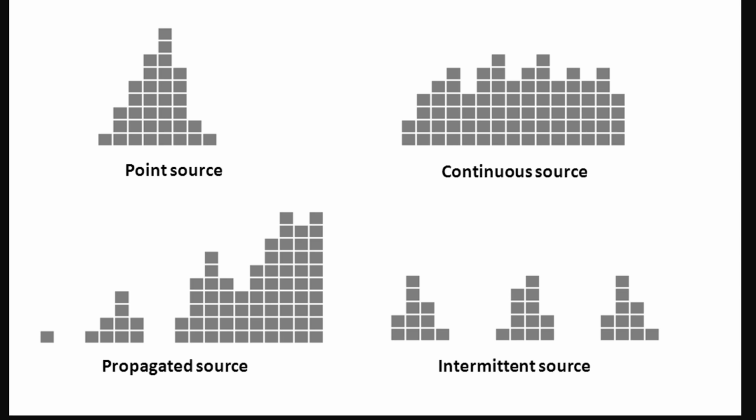The propagated type will spread by person to person. It's not easy to control the spread from person to person. So we'll see that this type of infection will be spread by generations. It will get higher and higher. The intermittent, as we say, there will be no specific time for it to be high or specific time for it to be low. So we will see different periods with different types of curves.